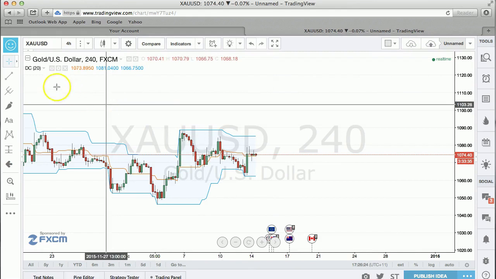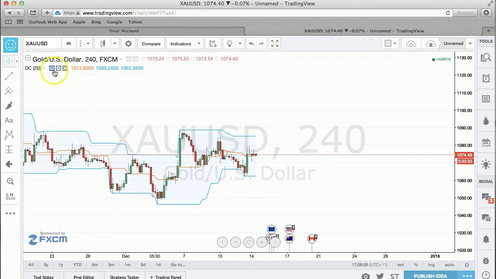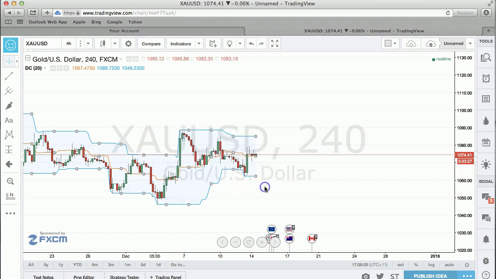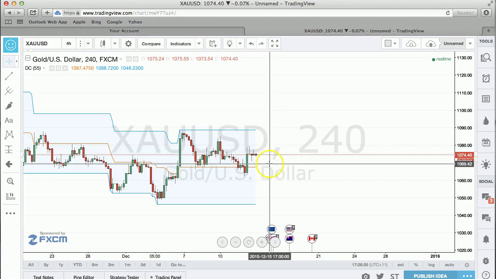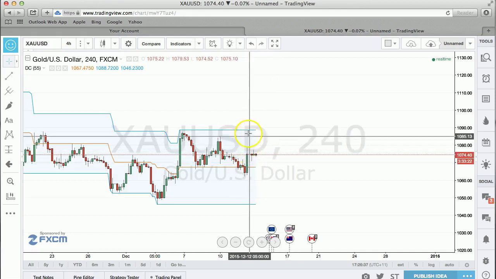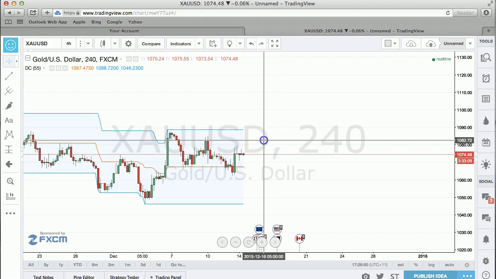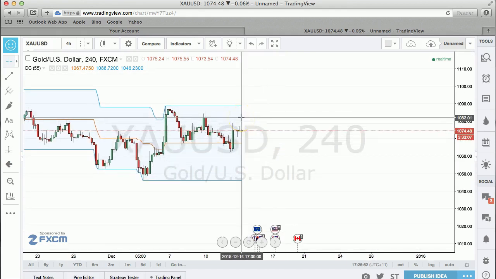Now you'll notice that in the settings it's standard at 20. I want you to go ahead and change that to 55. You'll notice that the range widens because we're actually adding 35 periods, or 35 candles, the closes of the previous 55 candles as opposed to 20. So it gives me more of an accurate range.